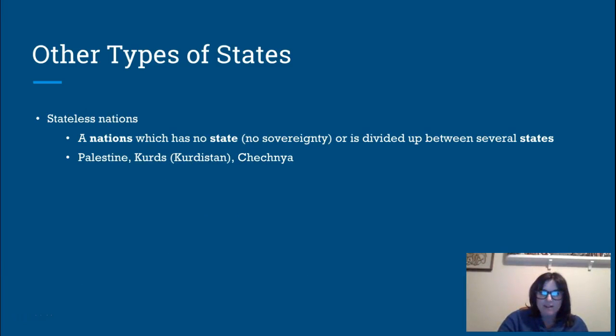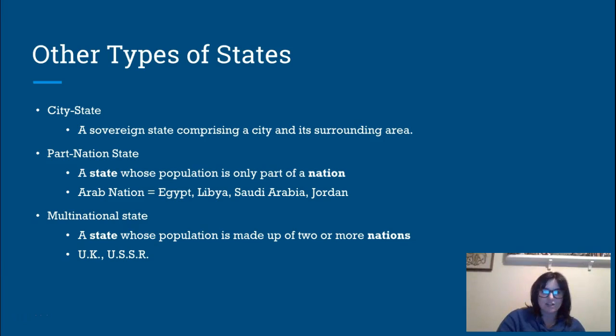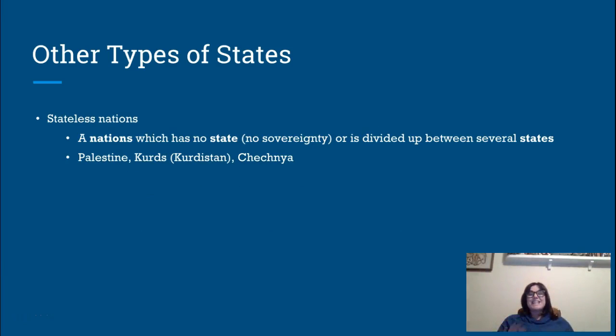So real quick, let's go back to stateless nations now. A stateless nation is a group of people who have some sort of common identity, but they do not have a homeland, okay? So an example would be the Palestinians. There is a country of Palestine. However, Israel and Palestine are in a lot of territorial disputes right now. So whether or not they have a home is a little bit unclear.